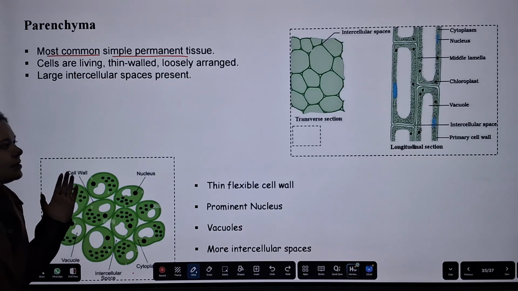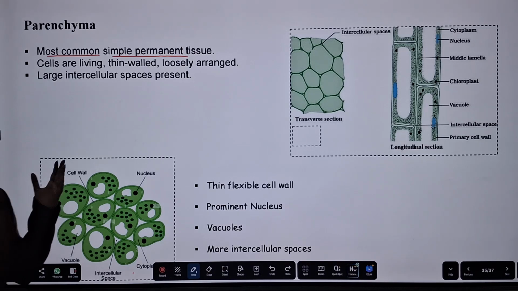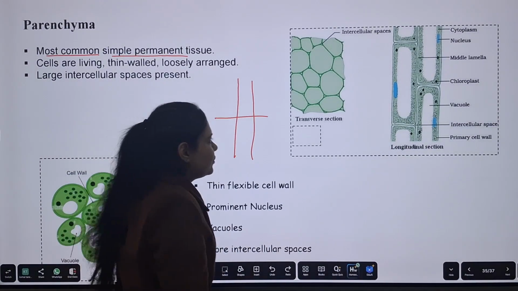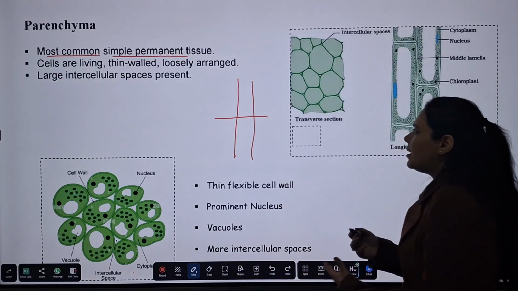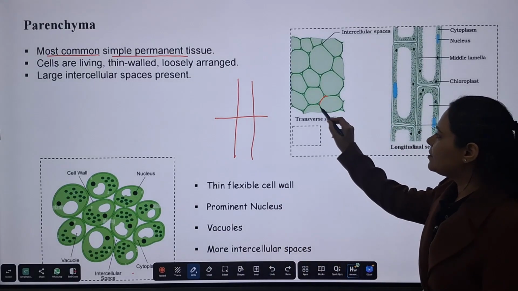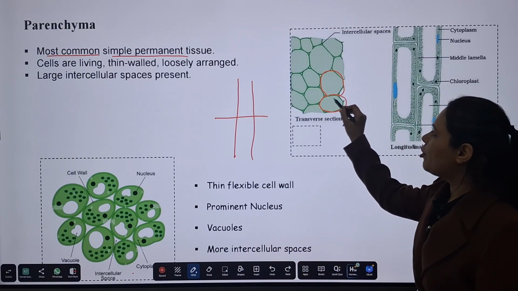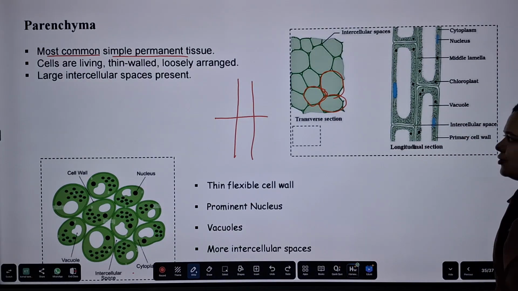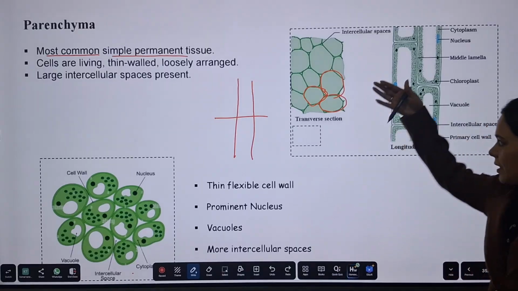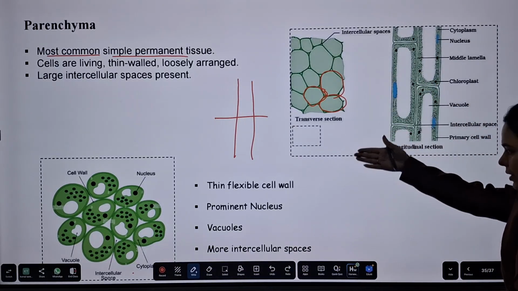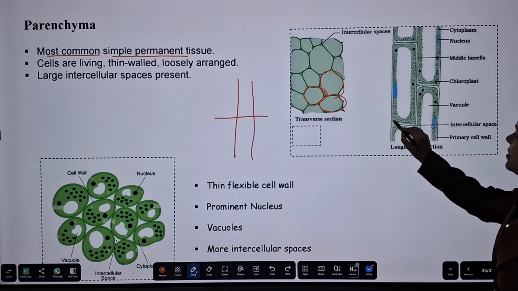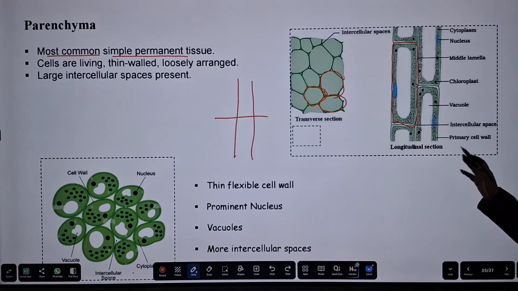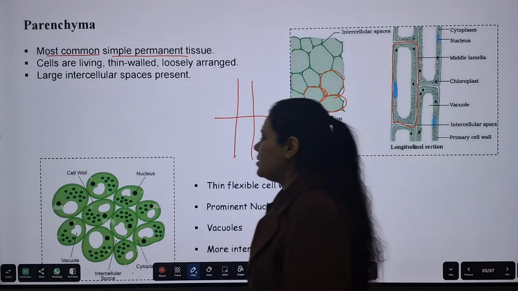Now, if we see simple parenchyma cells and we cut a transverse section, like this is the stem and we cut a transverse section, the parenchymatous cells look something like this: round, oval, polygonal cells. So you see these cells in transverse section something like this. And if we cut the longitudinal section along the length of the plant, these cells appear elongated.